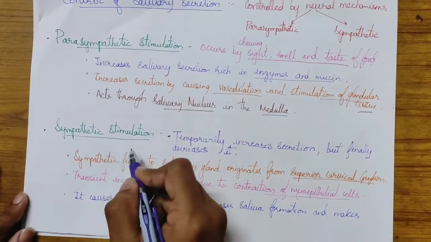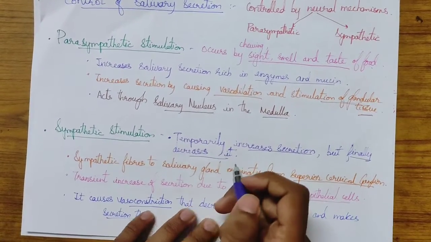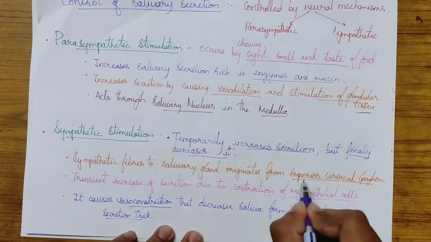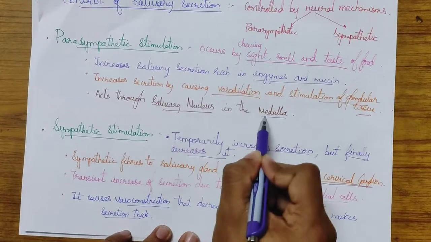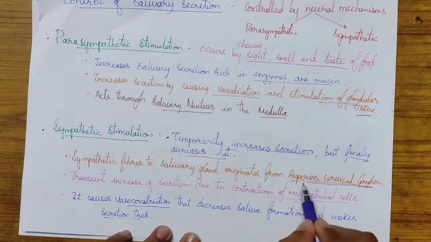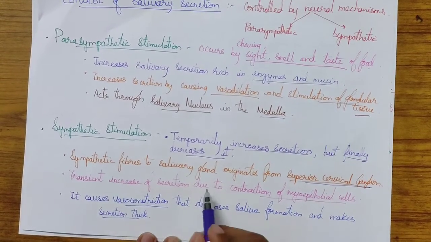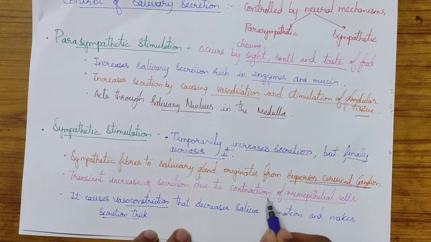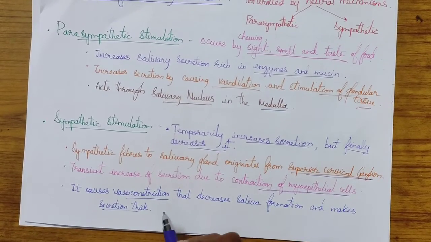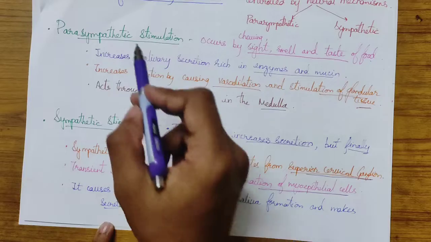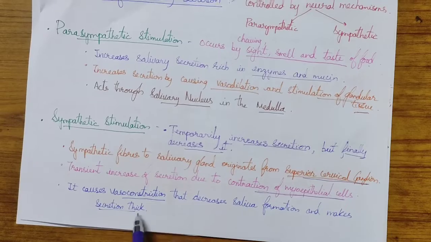The next one is the sympathetic stimulation. It temporarily increases the secretion, but finally it decreases it. The sympathetic fibers to the salivary gland originate from the superior cervical ganglion. So the salivary nucleus in the medulla is important in the parasympathetic stimulation, and the superior cervical ganglion is important in the sympathetic stimulation. The transient increase of the secretion is due to the contraction of the myoepithelial cells due to the sympathetic stimulation. It causes vasoconstriction, opposite to the vasodilation which is seen in the parasympathetic stimulation, which decreases the saliva formation and makes the secretion thick.